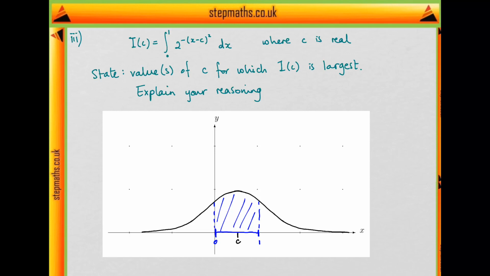So we're integrating between 0 and 1, so we want the middle of our curve to match with the middle of the interval 0, 1. So we're going to have c equal to 0.5, or a half.